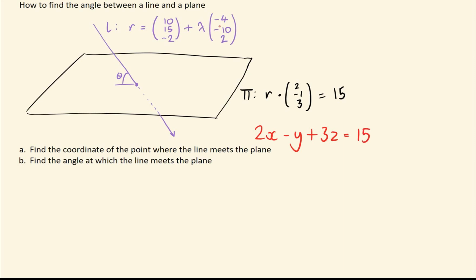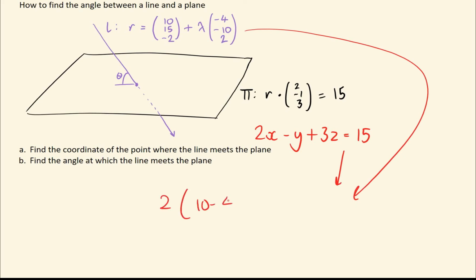And what we're going to do is plug this into here. So again, x is my top row, so I've got 2 lots of 10 minus 4 lambda, minus y. y is my middle row, so it's minus 15 minus 10 lambda. And then it's plus 3 lots of my bottom row, which is minus 2 plus 2 lambda, and that all equals 15. Then expand it all out and solve for lambda. That's very straightforward maths. I'm not going to go through it, so I'm sure you can handle that.